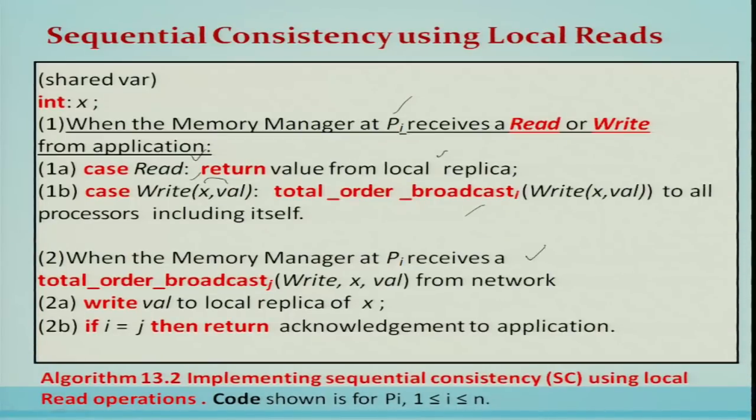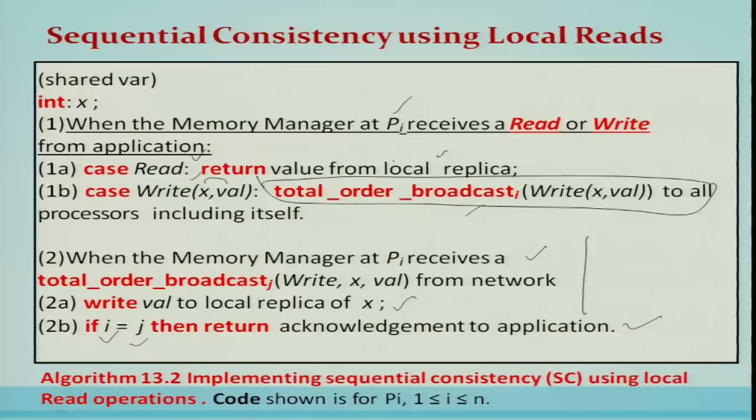When this memory manager at PI receives the total order broadcast from J from the network, then it will write the value to the local replica. And if it is the same process, then it will send the acknowledgement to the application. So here we see that only the write will issue the total order broadcast, and read is basically not required. Why? Because it's a weaker model.